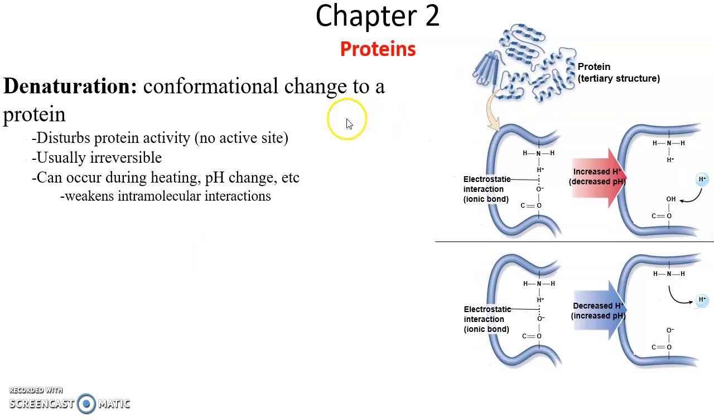Denaturation. Denaturation means there's a conformational change in the protein. This is a permanent change to the shape of the protein and is irreversible and destroys the active site. No active site, protein no longer functions. This can be done by heat, by heating things up, by changing pH significantly, by radiation, by other chemicals, basically damaging intramolecular interactions and permanently inactivating the protein.